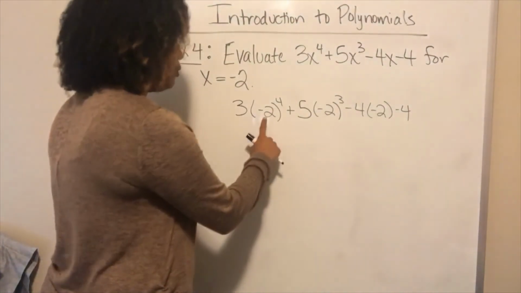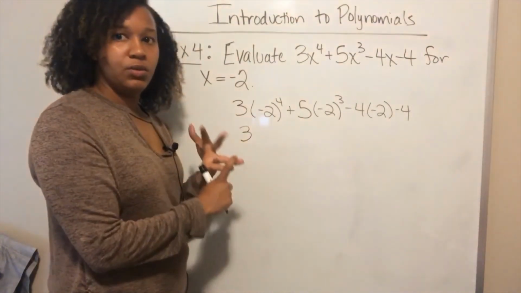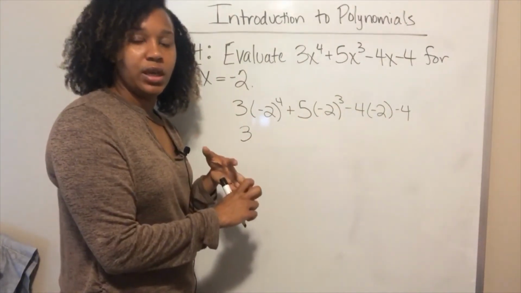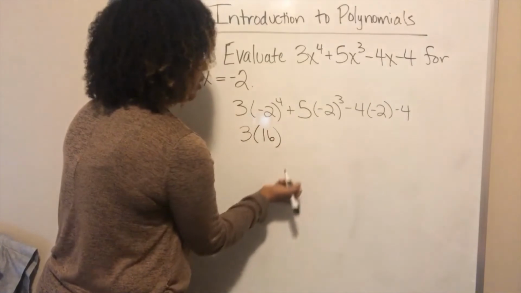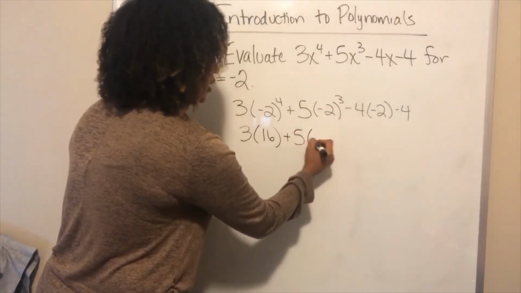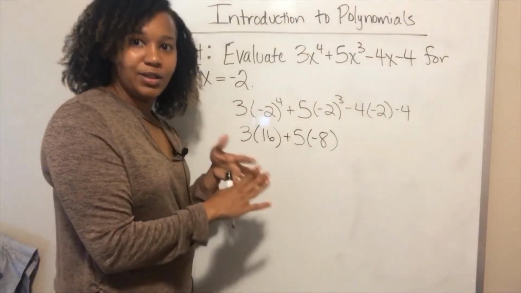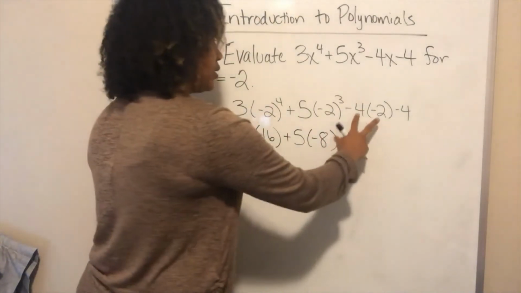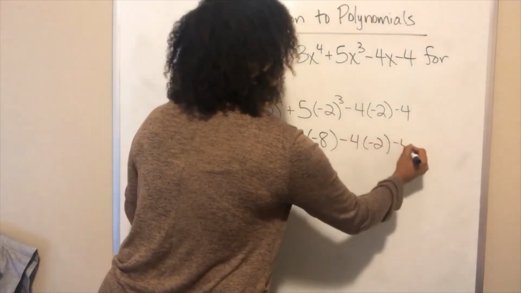So that means I would take -2 and raise it to the 4th power. -2 times -2 is 4, times another -2 is -8, times another -2 is +16. So that will become +16. -2 to the 3rd is -8. That's -2 times -2, which is 4, times another -2 is -8. And then I don't have exponents here. So that will be all of my exponents.